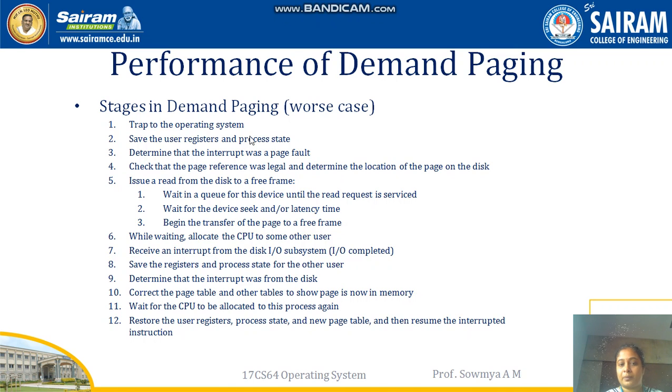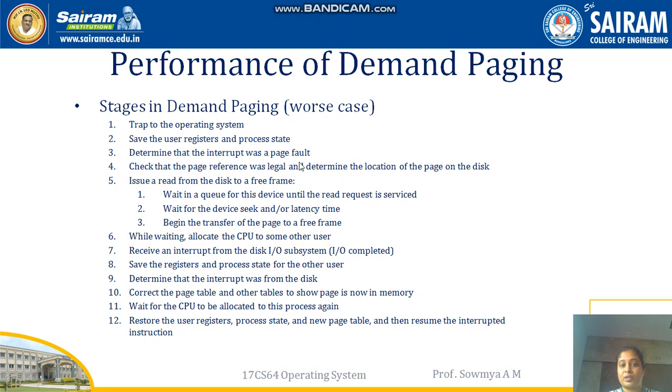So a trap to the operating system will be generated. Save the user register and process state. So the trap was generated, and the state of the process and user registers is saved for next. If the page was not found, then the process will go to wait condition, so before changing the process state, just save the process state and then change to the next process.